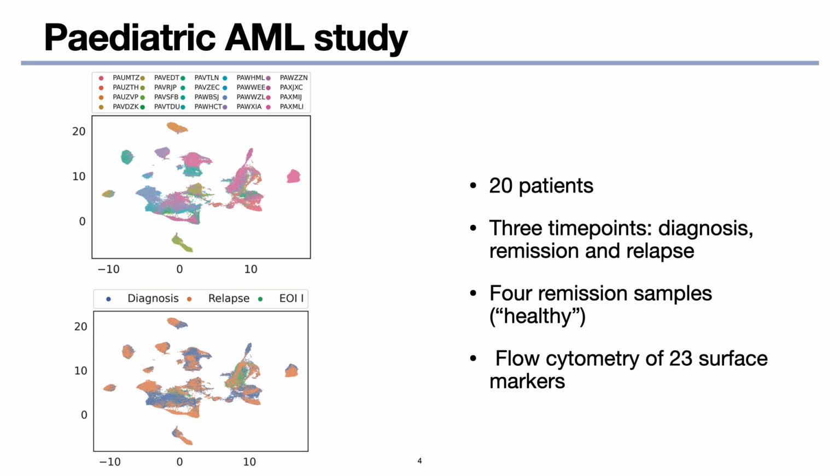For most patients, we have a diagnosis and a relapse sample, in blue and orange. And of only 4 patients, we have a remission sample, which you see in green. You already see that's not that many cells compared to the diagnosis and relapse. And these remission samples, they're indicated with EOI. We consider them healthy because it's a full remission sample.